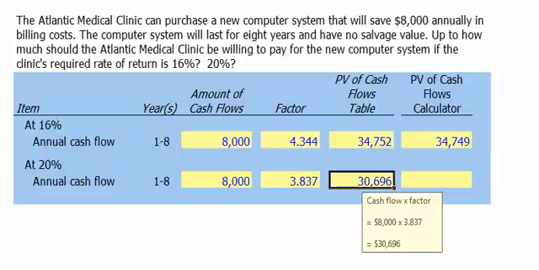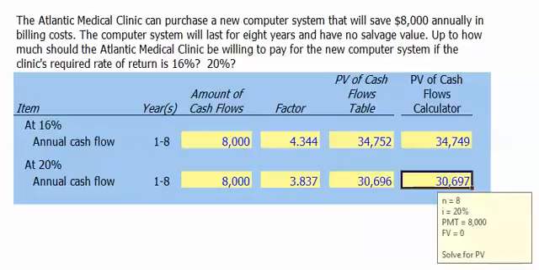The present value of the cash flows using our financial calculator, we would enter 8 for the number of periods, 20 for the interest rate. Again, the payment would be $8,000, 0 for the future value, and solving for a present value, we would get $30,697.